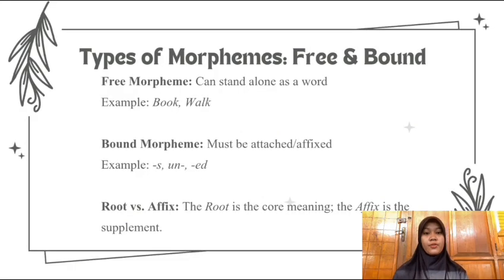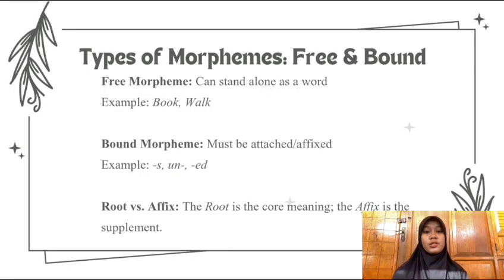I'm Rizky Ramadhani from class A, and I'm going to explain types of morphemes: free and bound. Number 1 is free morphemes. First, let's talk about free morphemes. As the name suggests, these morphemes are independent. They can stand alone as a complete word.